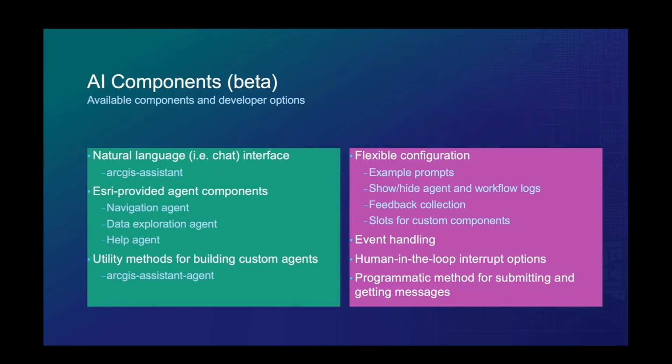This green box off to the left talks about the components that we actually deliver. First off, we give you the ArcGIS Assistant component. Think of this as the main thing you're going to work with at first. It gives the user interface. It's a chat-based natural language interface. We set it up all for you, and you have a number of properties available for configuring your experience for the end user.